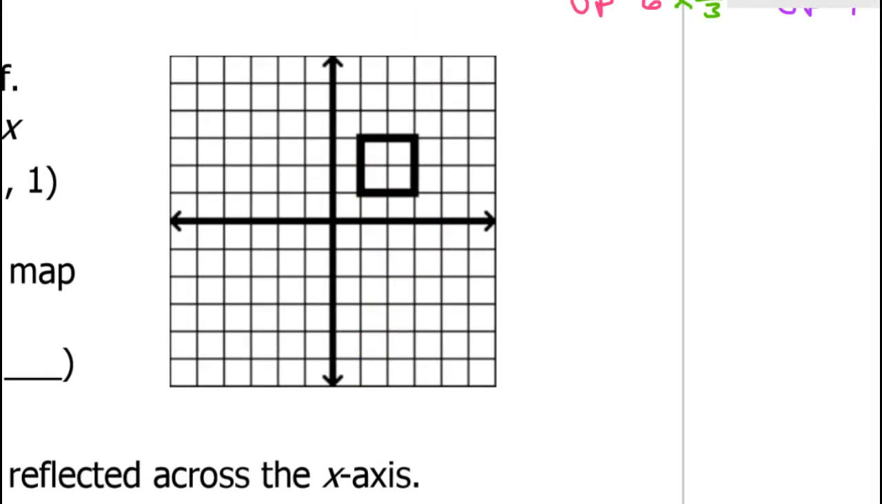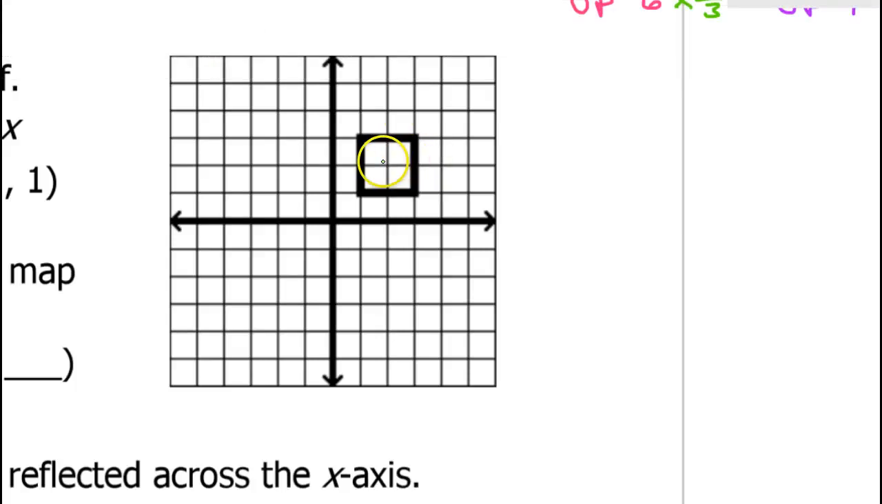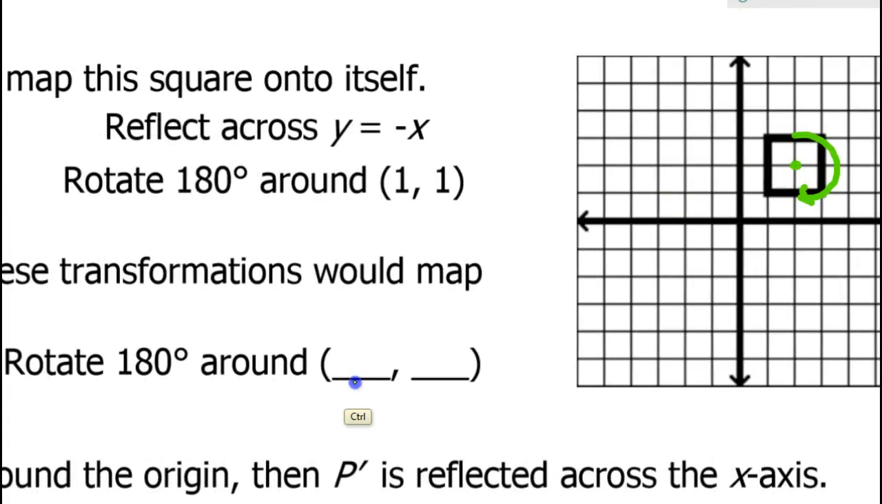Where is the center of the square? Because that's what I need. Can you see that the center of the square is right here? If I rotate, as long as I'm rotating around the center of the square, it's just going to turn upside down and it won't look any different. So the center of the square is the point 2, comma 2. So there it is. Rotate 180 degrees around the point 2, comma 2.